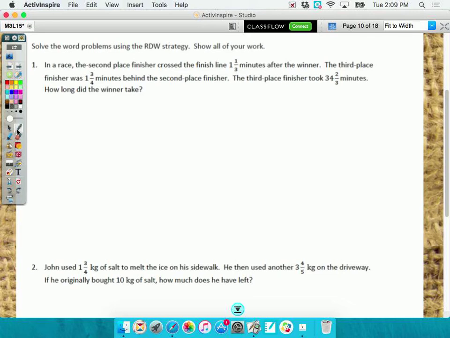In a race, the second place finisher crossed the finish line 1 1/3 minutes after the winner. The third place finisher was 1 3/4 minutes behind the second place finisher. The third place finisher took 34 2/3 minutes. How long did the winner take?